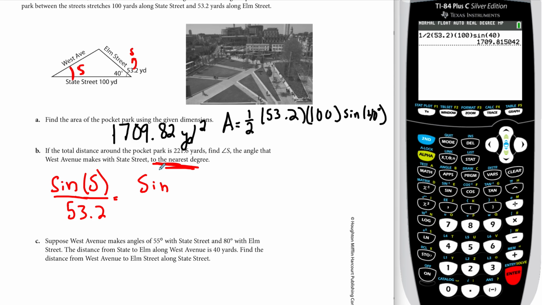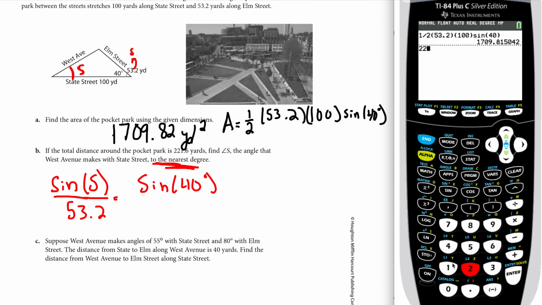Well, we can actually figure that out because we know, first of all, let me set up 40. We're told that the pocket park is 221.6 around. In other words, this 53.2 plus the 100 plus whatever this is equals 221.6. So I'm going to take my 221.6 and subtract out State Street's length.